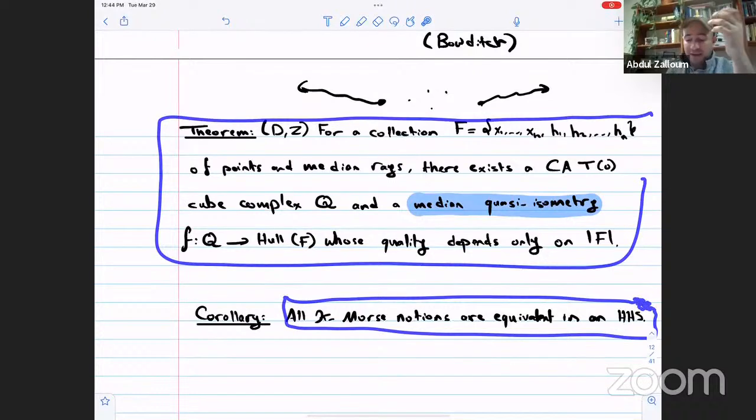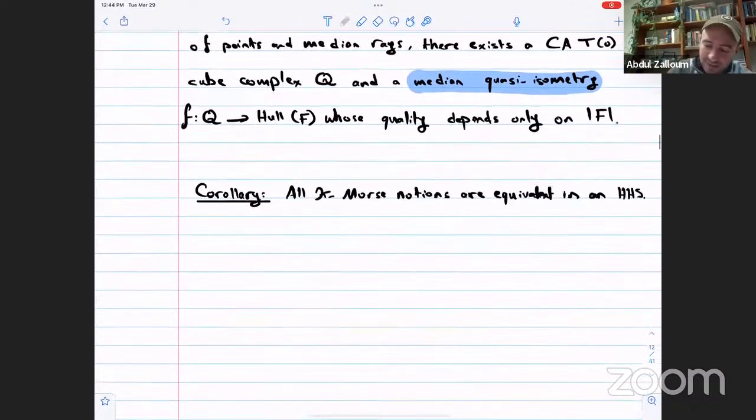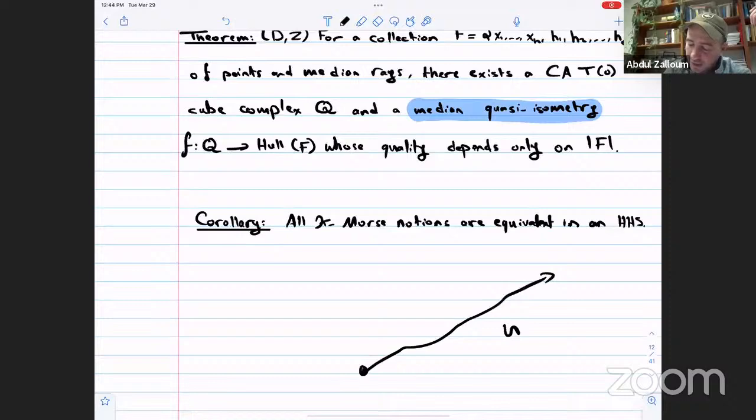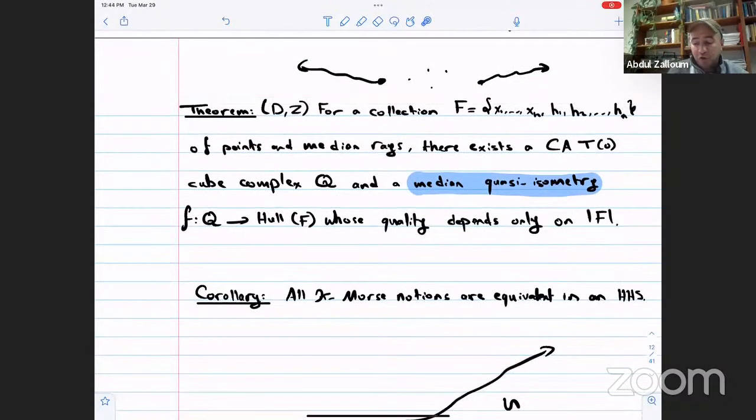They're all equivalent in a hierarchical hyperbolic space, and the reason is you just hit the statement by this theorem. You take a median ray. So first you show it for a median ray. So you show that for a median ray H, all the statements are equivalent. And the reason they're all equivalent is because they're all equivalent in a CAT(0) cube complex. That's known due to Chatterji, Niblo, and Tioza. So they're all equivalent in a CAT(0) cube complex, and you have a median quasi-isometry.